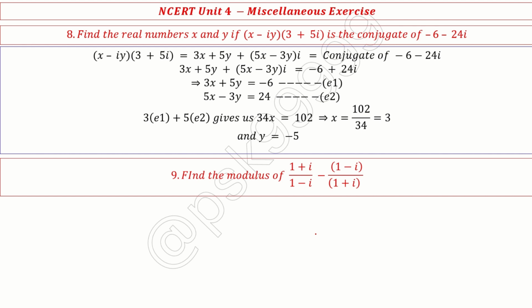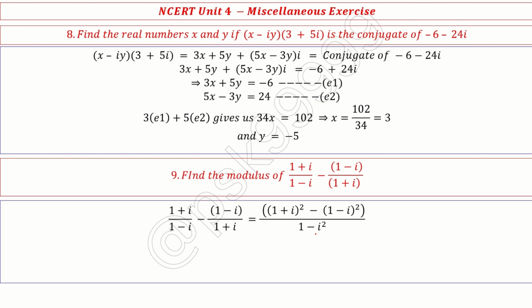Find the modulus of (1 plus i) divided by (1 minus i) minus (1 minus i) divided by (1 plus i). Yeah, simple. Take the LCM and then simplify the numerator and denominator. What you will get is 2i after simplification. So the modulus of that is 2.